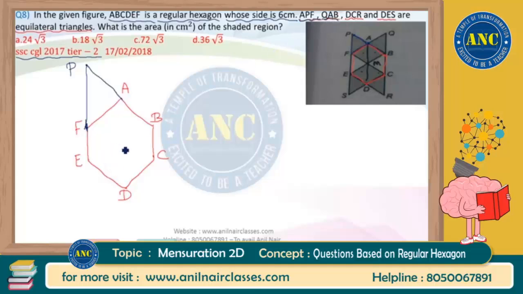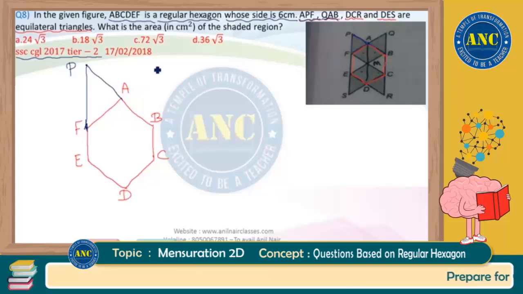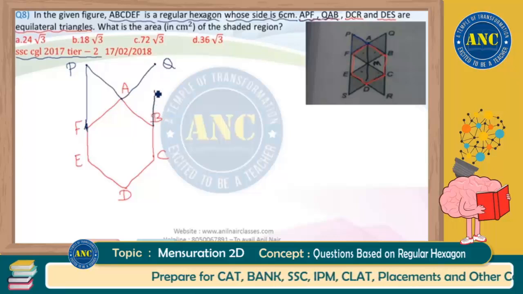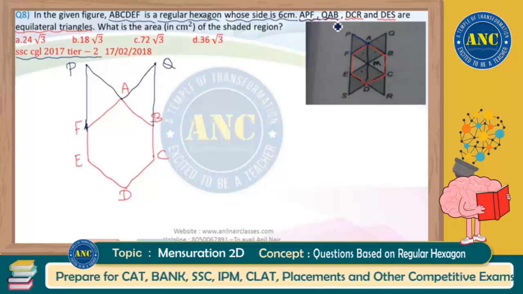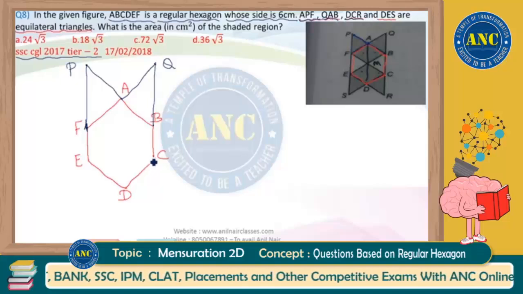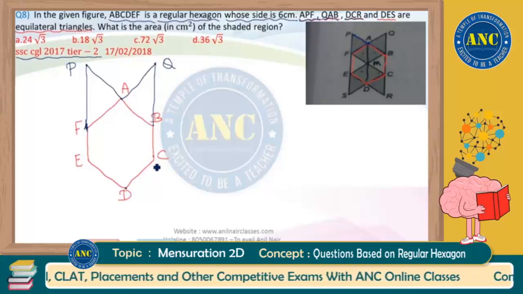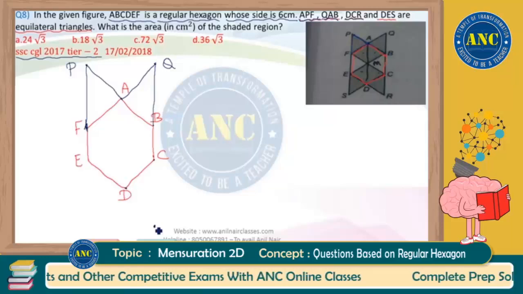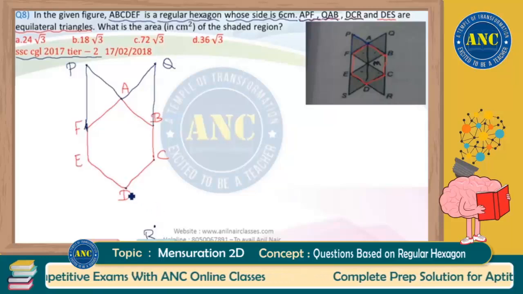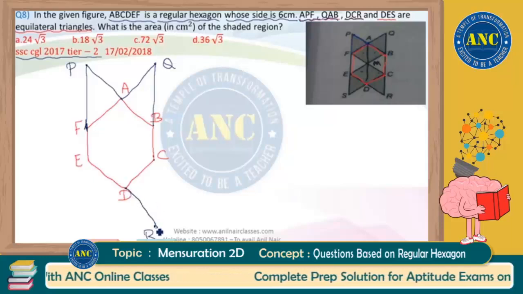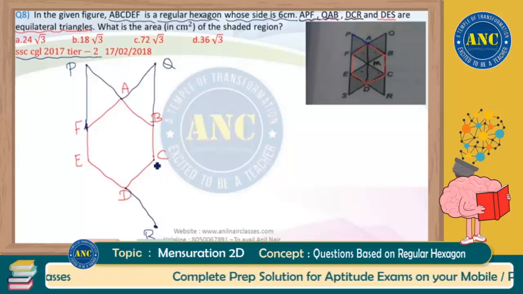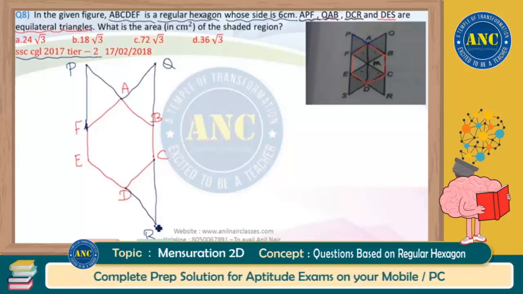QAB, where is Q? Q is not yet mentioned. QAB, this point is Q. This is another equilateral triangle. DCR, DC, I will put a point here called R. DCR is another equilateral triangle, right? That is what they are saying.